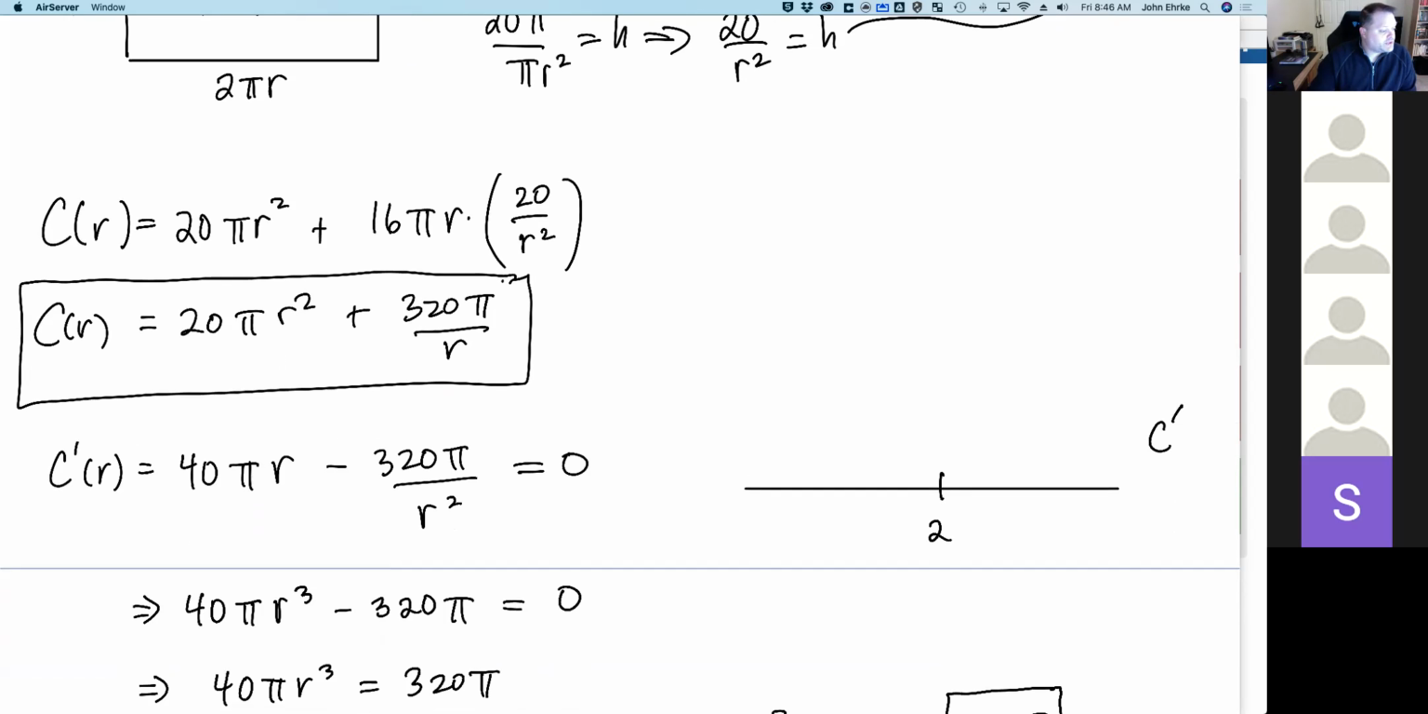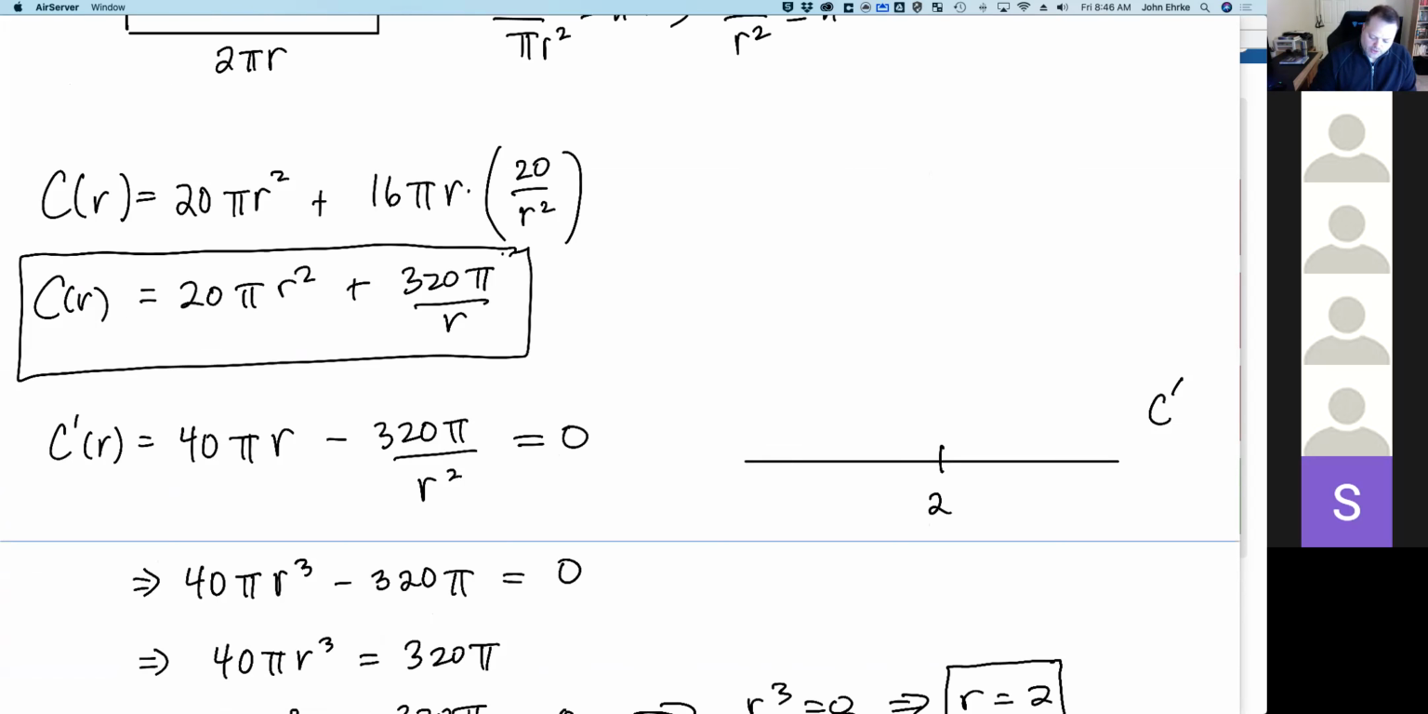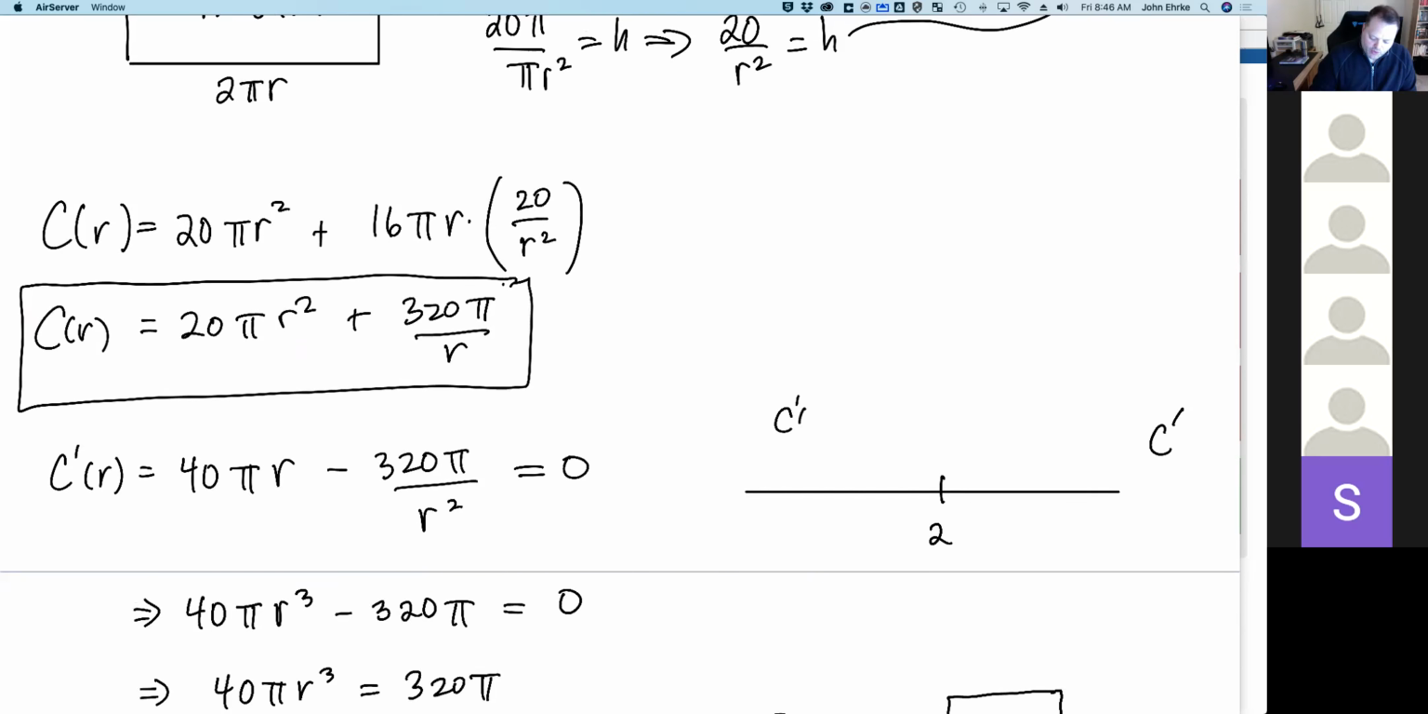All right, so if you're testing on either side of the critical point 2, so looking here at my derivative function, I could plug in values, so I could test at like 1. So what is my derivative at 1? Is it positive or negative? Well, if I plug 1 in, I get 40 pi minus 320 pi. That's clearly going to be negative. So I know I'm decreasing over here.